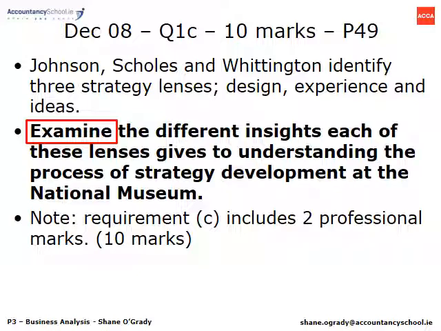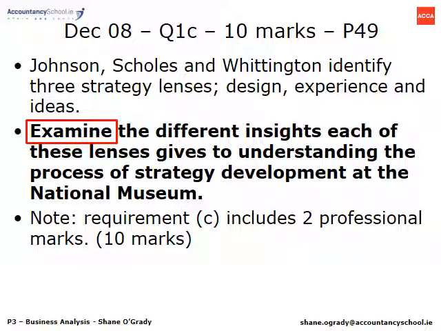So Johnson, Scholes and Whittington defined the 3 strategy lenses: design, experience and ideas. That was given to you in the question. And then examine the different insights each of these lenses gives to the understanding of the process of strategy development at the National Museum. Now, the first time this was asked, obviously, a very broad verb, examine, so you weren't really required to talk about any specific implications. You had a very, very broad instruction there, and we'll work through that now in a few moments, and you'll see how you could have examined the different insights.